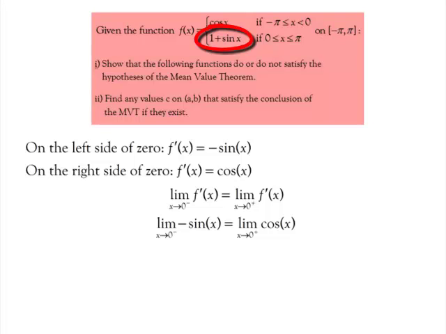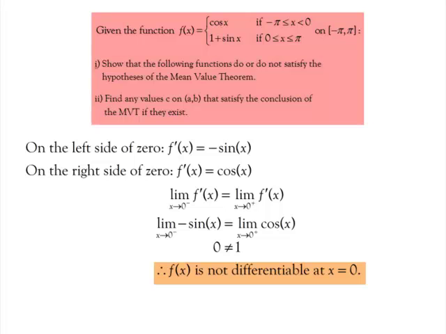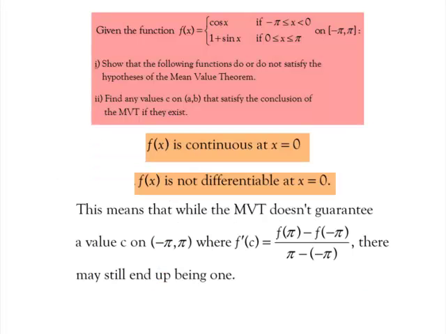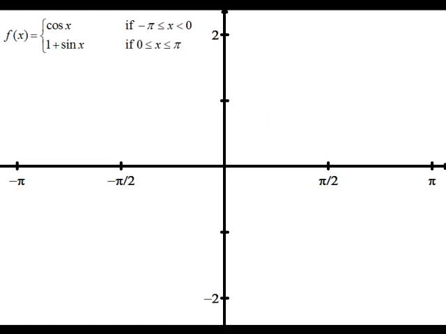I take the limit of the left branch as we approach 0 and the limit of the right branch as we approach 0, and I examine those slopes and what those slopes approach. And I see that the slopes approach 0 on one side and 1 on the other side. Therefore, f of x is not differentiable at x equals 0. Now, while it is continuous, it is not differentiable, this means that the mean value theorem doesn't guarantee there has to be a value c on the interval. But we might get lucky.